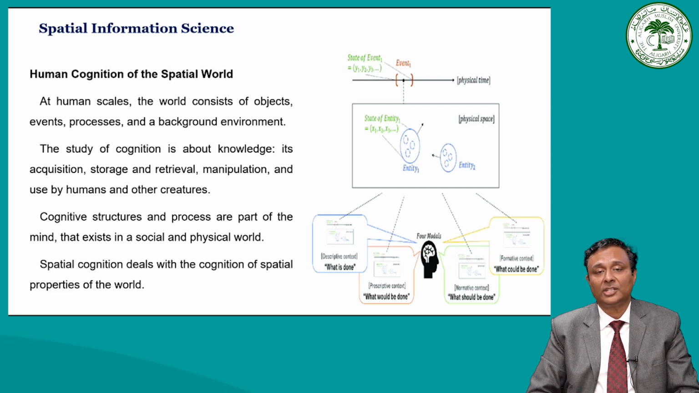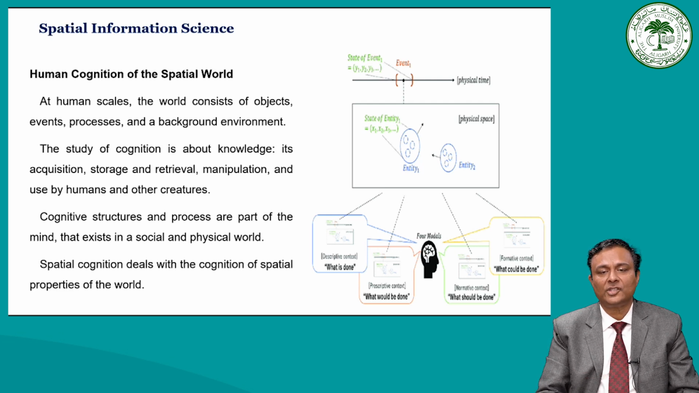And in modern day, I would say machines also have spatial cognition as an inherent feature. Cognition includes sensation and perception also, thinking, reasoning and problem solving, memory and learning. Cognitive structures and processes are part of the mind that exist in a social and physical world. So spatial cognition deals with the cognition of spatial properties of the world, including location, size, distance, direction, shape, pattern, movement, and inter-object relations. All of them are part of spatial cognition.